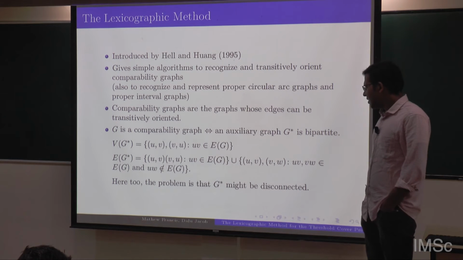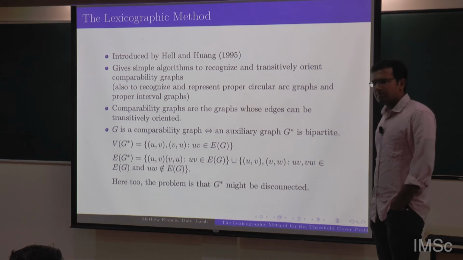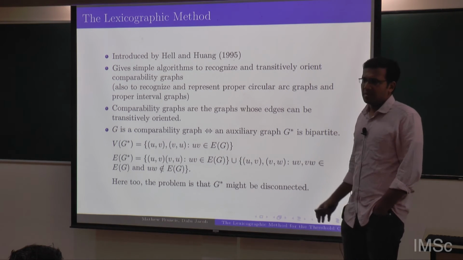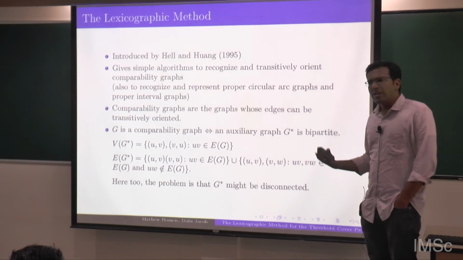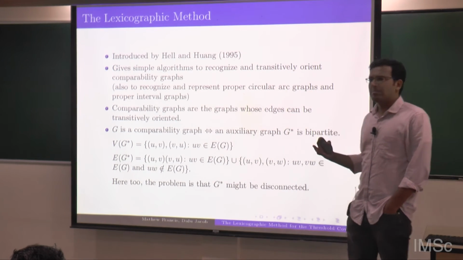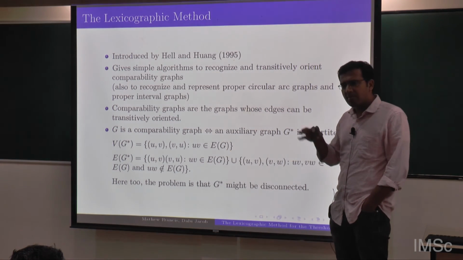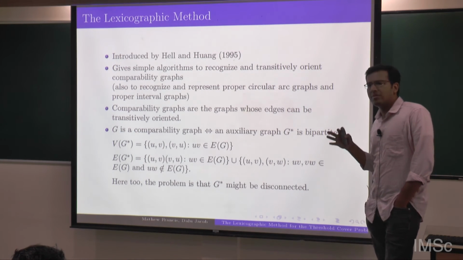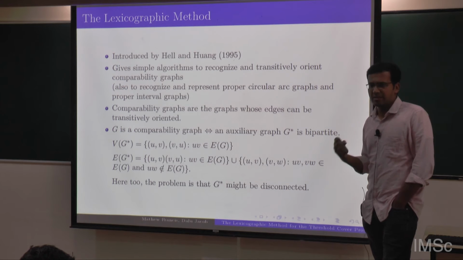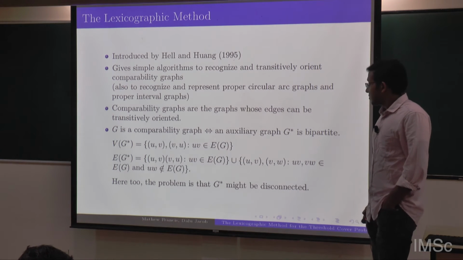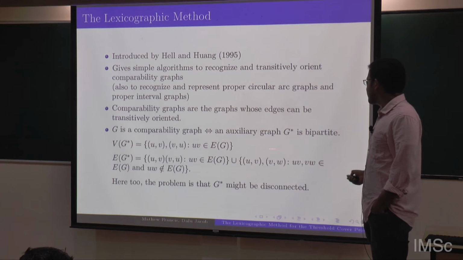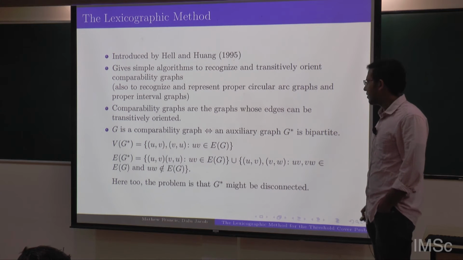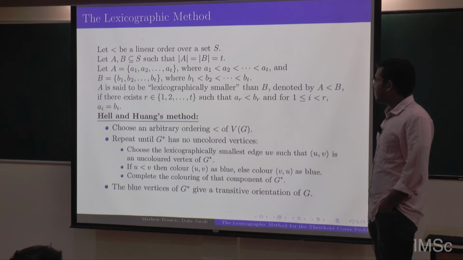What you have to notice is that here too, the essential problem is that this auxiliary graph G star could be disconnected. It could have many components, and then it's not easy to find exactly the right bicoloring of this auxiliary graph, because every component has flexibility now. Only some colorings will give you a valid transitive orientation, and the question is how to find this coloring. The known proofs at this time were all very complicated, and finding this coloring involved a lot of steps.